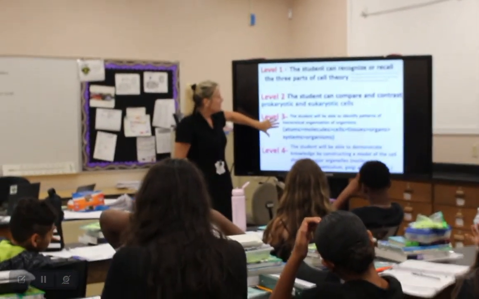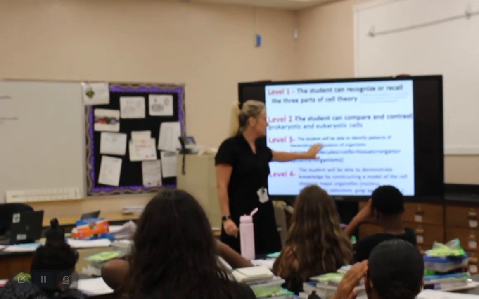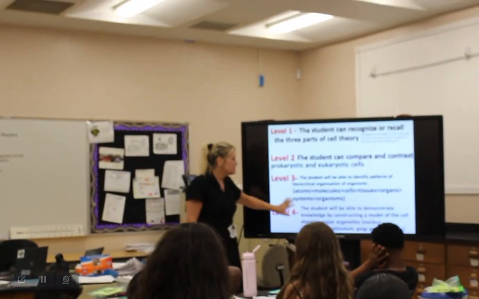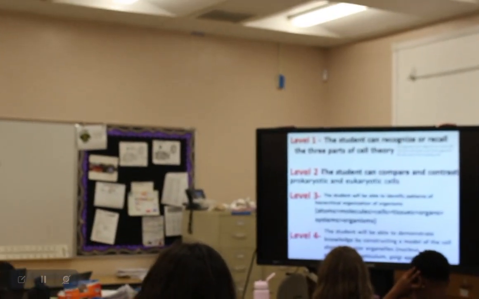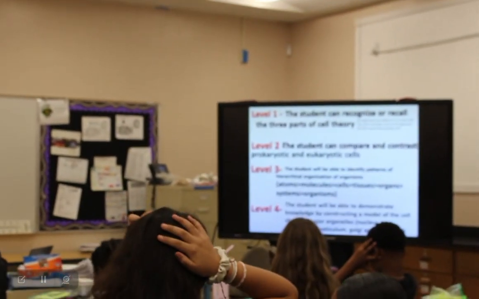You guys mostly are at level 3, knowing that a bunch of atoms make a molecule, a bunch of molecules make a cell, a bunch of cells make a tissue. Today we're going to get you to a level 4. You are actually going to construct a model of the cell. You and your lab partner will construct a model of a cell out of candy.